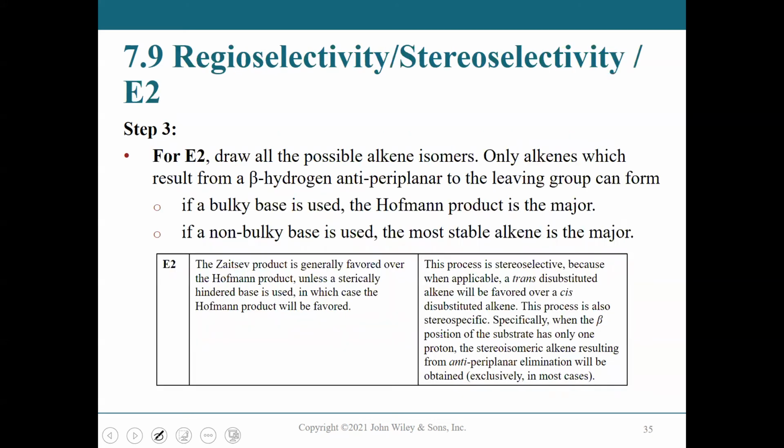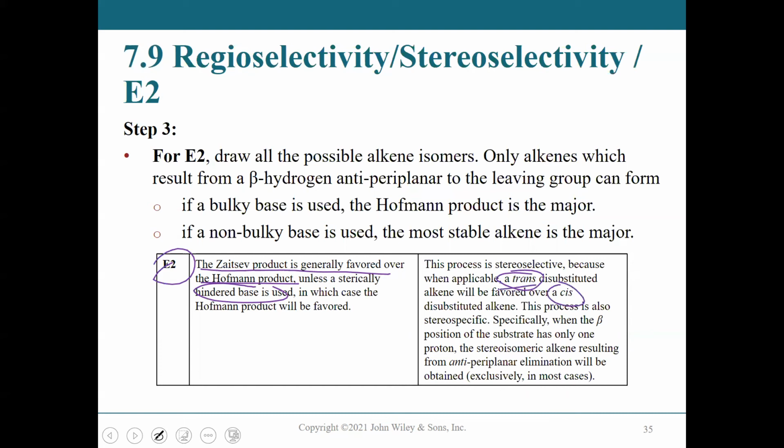Regioselectivity, stereoselectivity, just as a review: the E2 reaction is Zaitsev, right? Favored over Hofmann, unless you use a hindered base, namely tert-butoxide, right? There are more, but tert-butoxide is the one that we prefer. Trans-substituted alkene is favored over cis-substituted, yes, because of less steric hindrance.